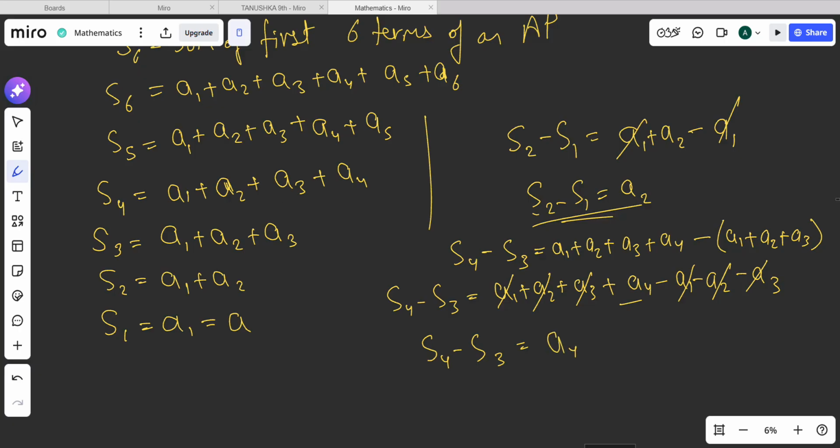So quite easy to remember. You have to subtract the consecutive sums of the AP. So like S2 minus S1 gives you A2. S4 minus S3 gives you A4. If you do the same with S3 minus S2, it will give you A3. If you do S5 minus S4, this is going to give you A5, and this keeps going on. So let's have a look at an example.